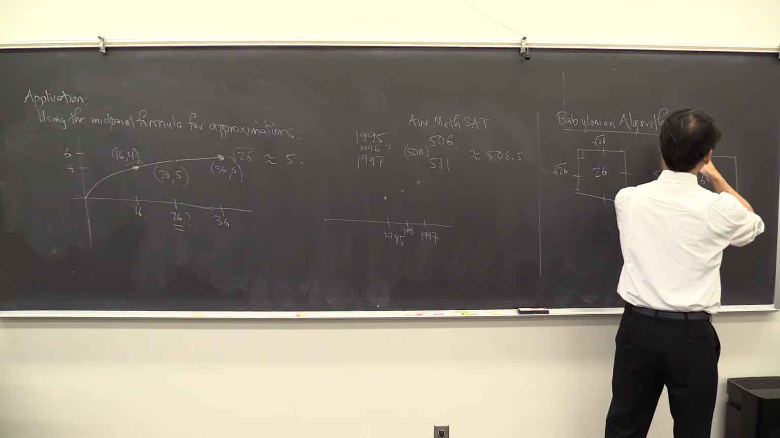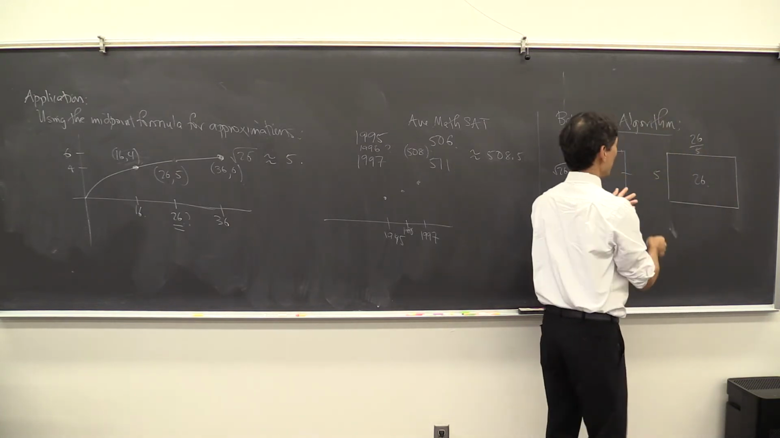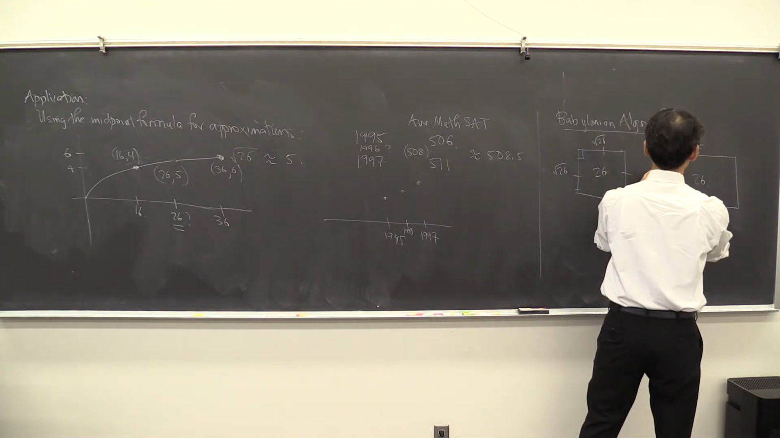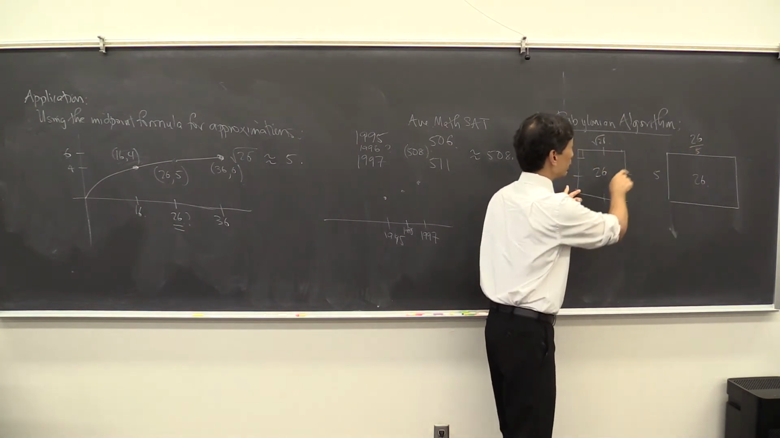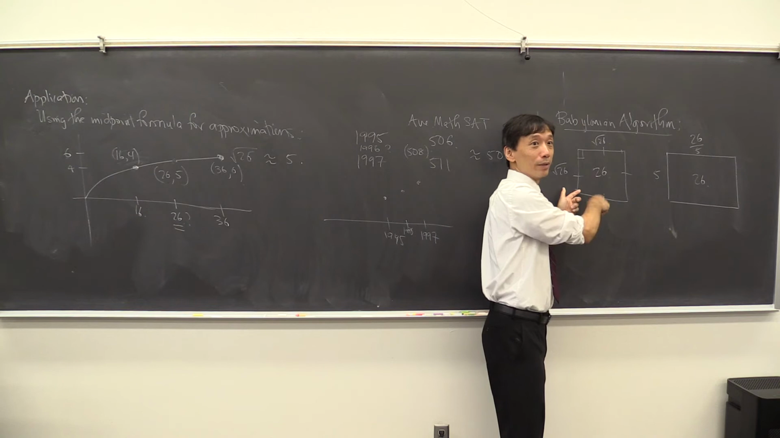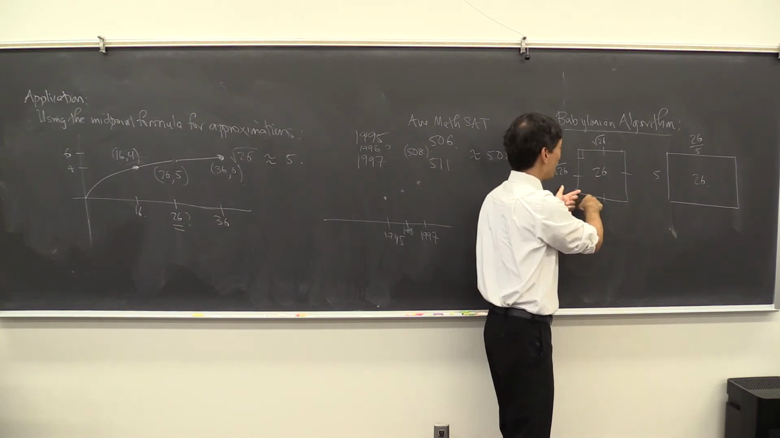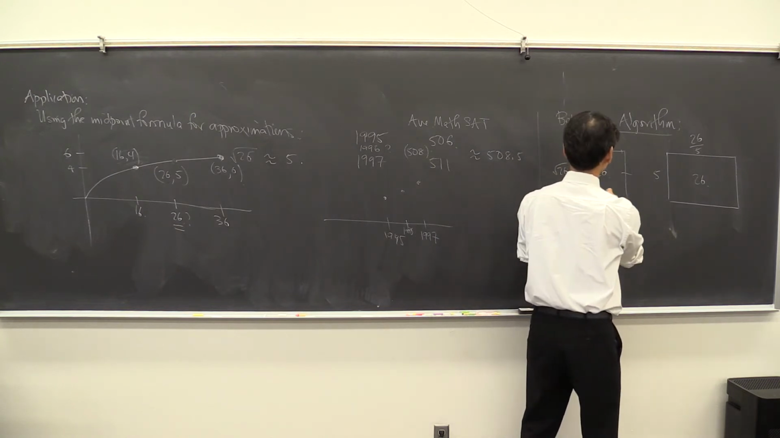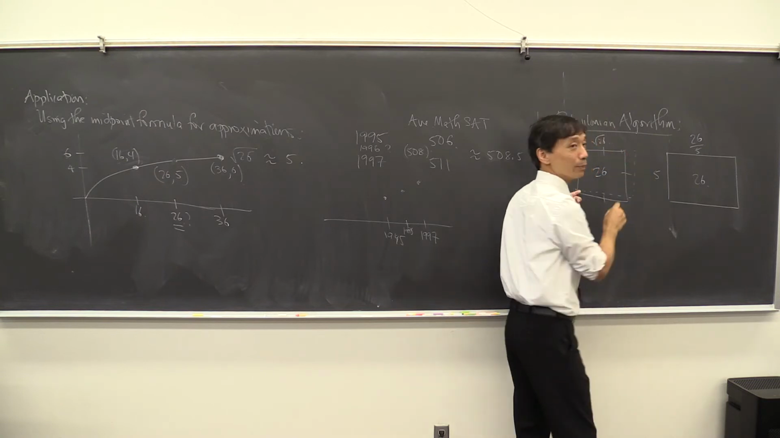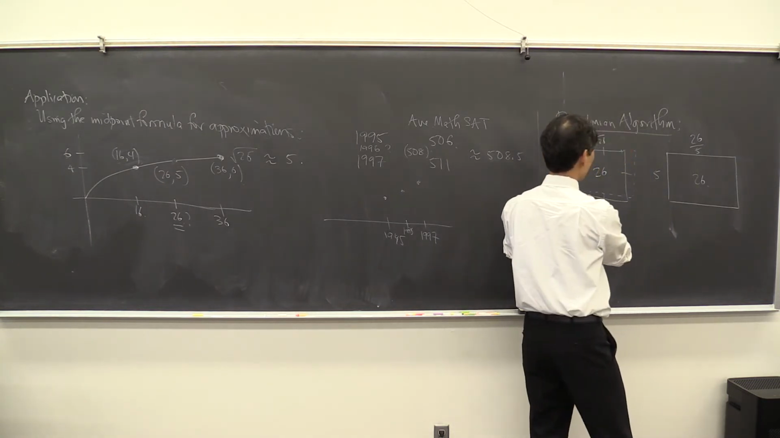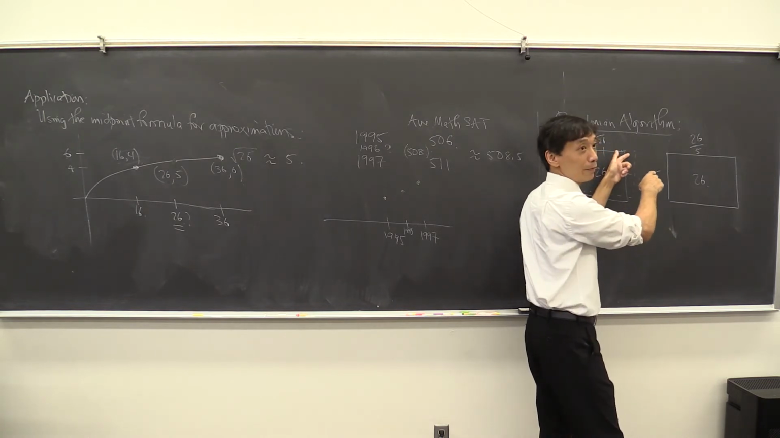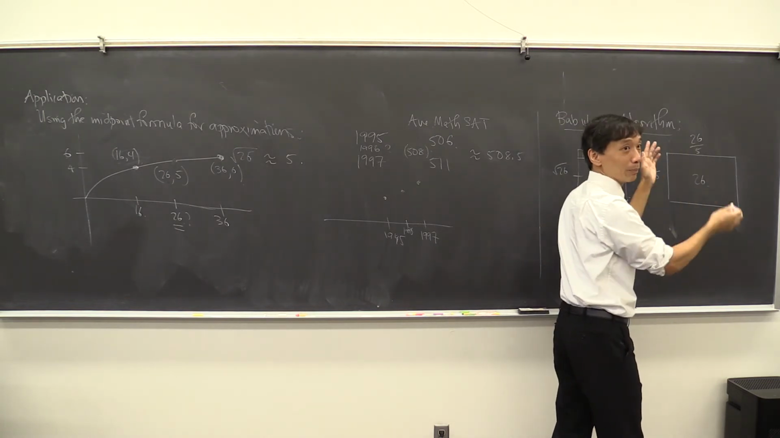So what do you do? You take the average of those things. We know that the 5 is too short. If 5 is too short, then 26 over 5 is too long, right? It's longer than it ought to be. So we've got something too short for the square root, and something too long for the square root. So let's take the average of them.